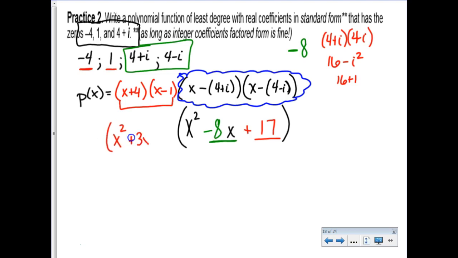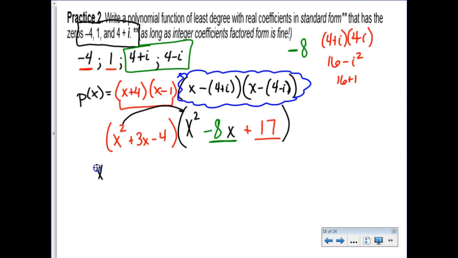Let's see. What is that? Plus 3x minus 4? And we're still not in standard form because we have 2 quadratic factors right now. You got to distribute everybody. Here we go. X squared times, I'm going to take this x squared and distribute it to everybody first.